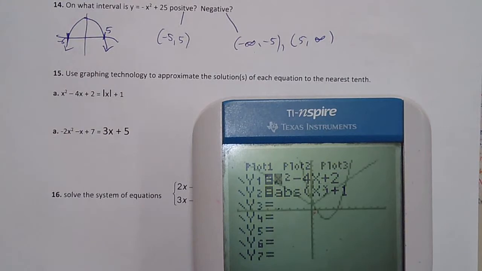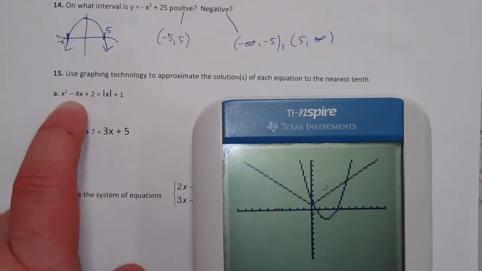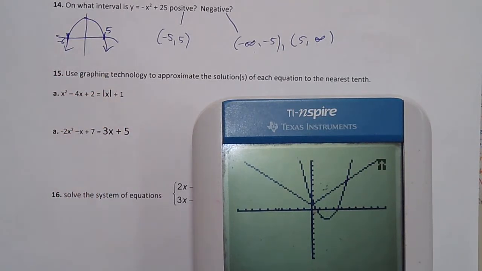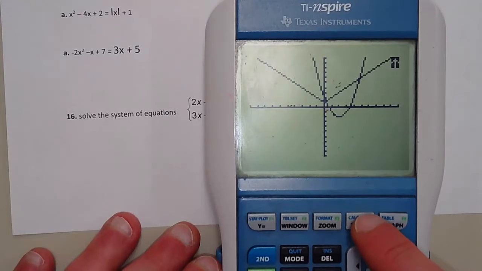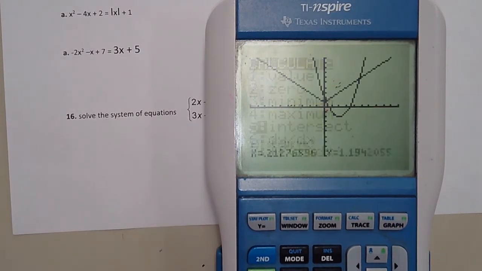The concept you got to know here is that the solutions are the intersection points, specifically just the x values, because this problem only cares about x's. There's actually no y's here. So on the calculator, we go second calc, and we pick intersect. On Desmos, you just click on there, and it's right there.